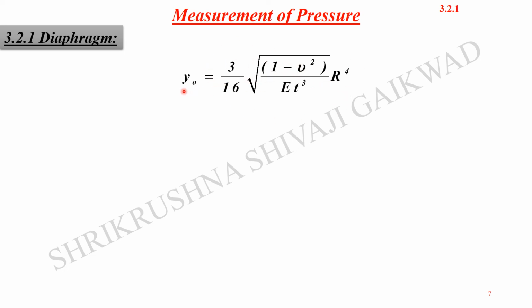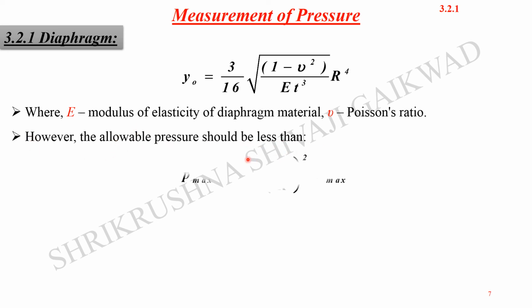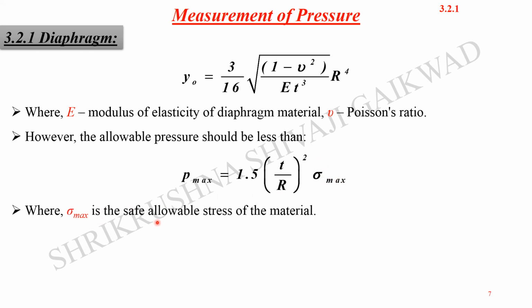So y0 is equal to 3 by 16 times (1 minus nu squared) by E t cubed, times r raised to 4. The important thing to remember here is that E is the modulus of elasticity of the diaphragm material, and nu is the Poisson's ratio. We've already seen what is meant by Poisson's ratio. However, the allowable pressure should be less than what is given by this equation: maximum pressure is equal to 1.5 times t by r squared times sigma max, where sigma max is the safe allowable stress of the material.